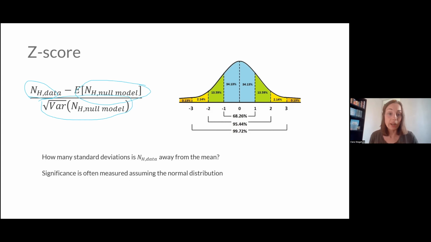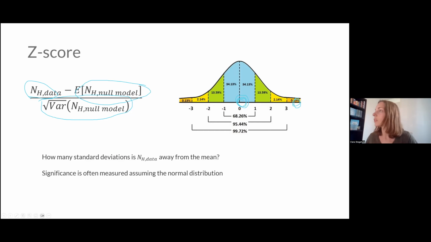And what you actually are saying is, I want to know whether my data is around the average value of this distribution, or maybe very far away, which is very unlikely. So this is the intuition of what you do when you want to find out what is a motif.